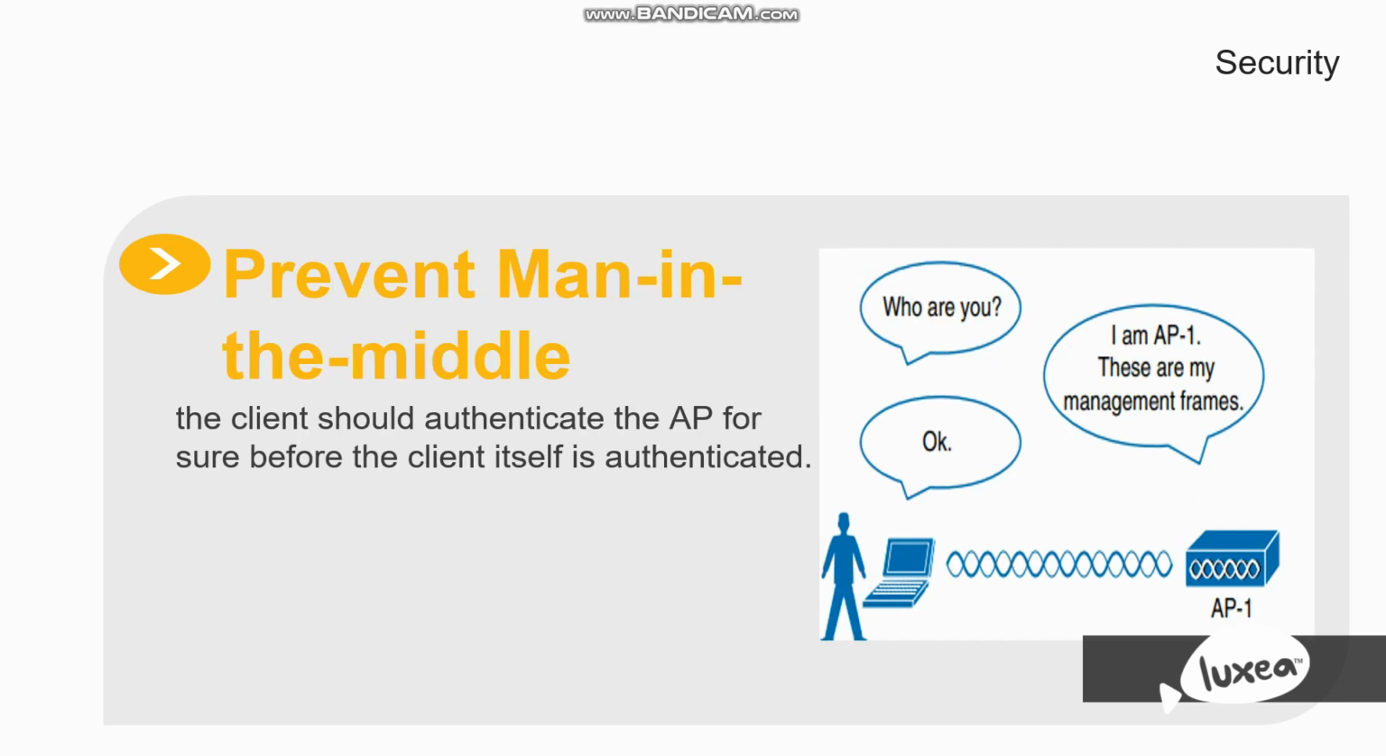Okay, next one. I will talk about something very familiar, the man-in-the-middle attack. So, how to prevent this one? The client should authenticate the AP for sure before the client itself is authenticated. So, every frame sent by the client should be authenticated too, as in this picture.